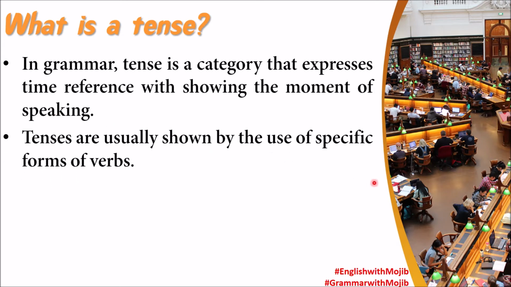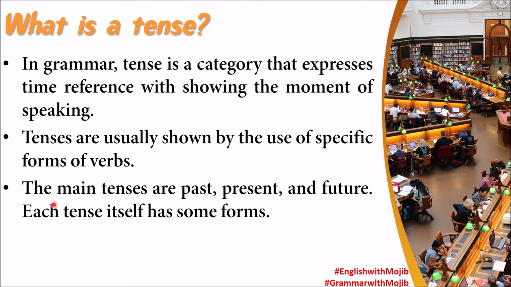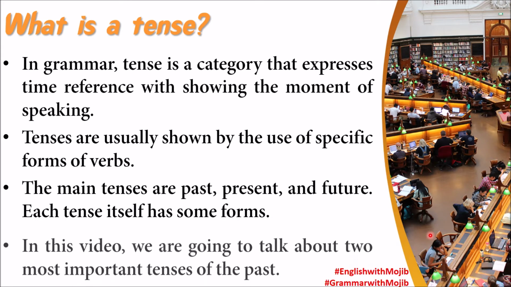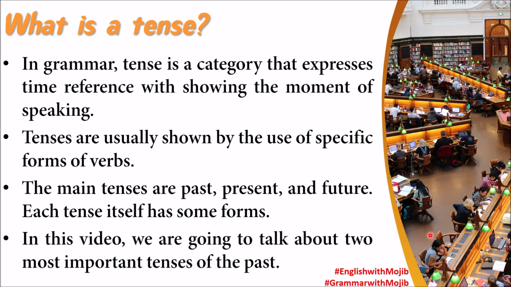Tenses are usually shown by the use of specific forms of the verb. Past tense, present tense, and past participle, which is something harder. The main tenses are past, present, and future. Each tense itself has some forms. In this video, we're going to talk about 2 most important tenses of the past.